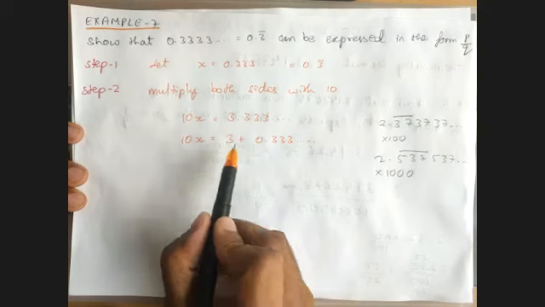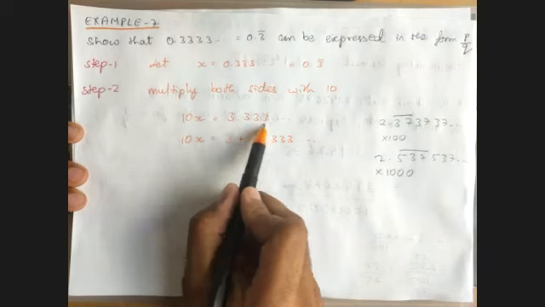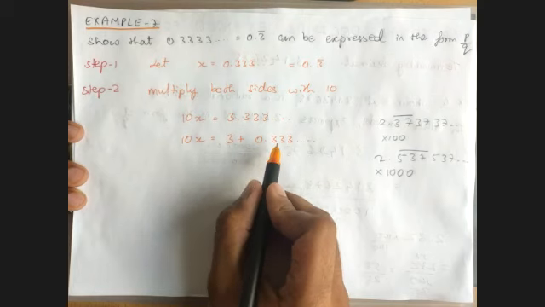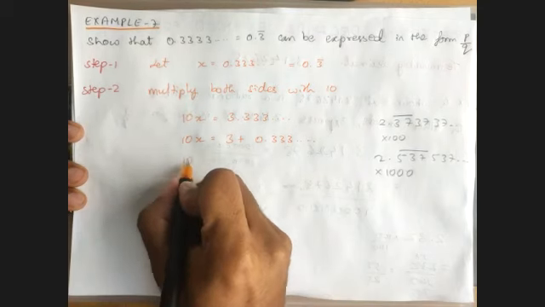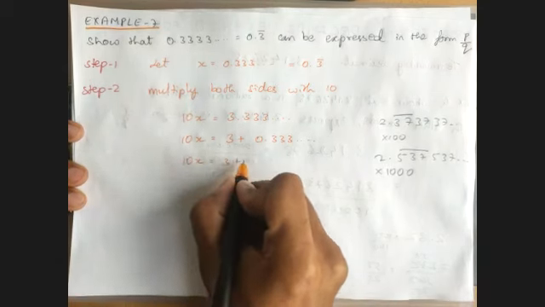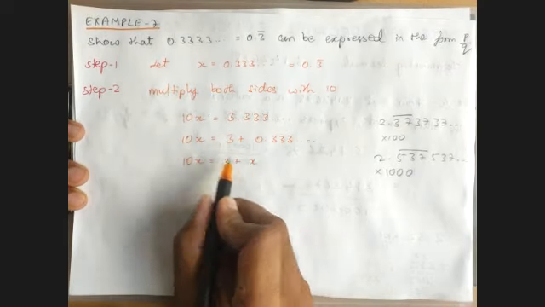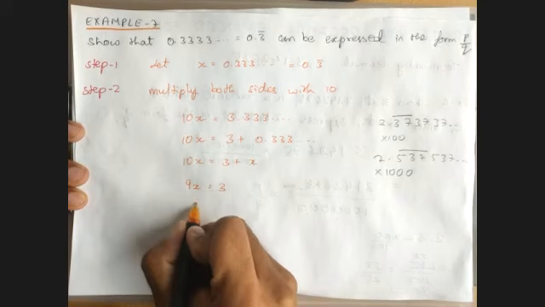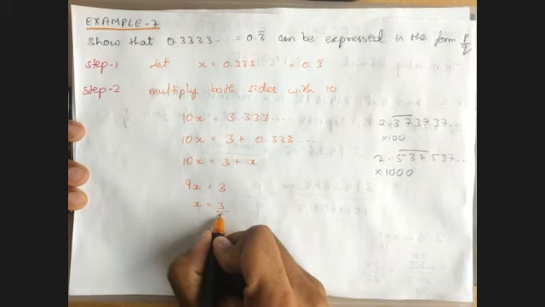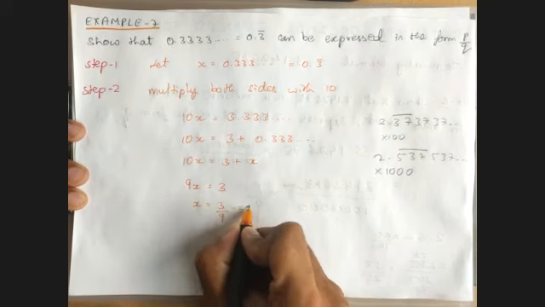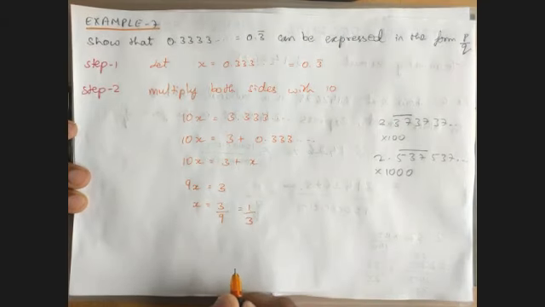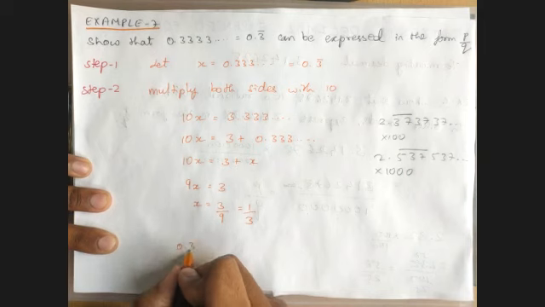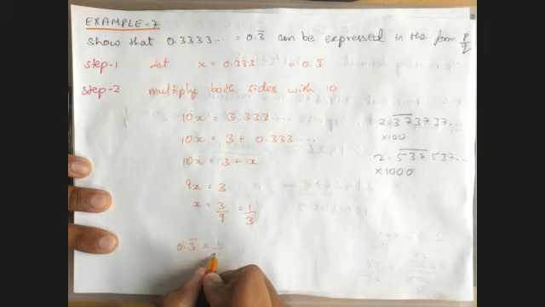So how did I do this? I need to express this in the form of x. So can you see this is nothing but x. So I write 10x is equal to 3 plus x. So when I take x this side, it is 9x is equal to 3. x is equal to 3 by 9 is equal to 1 by 3. So that is 0.3 recurring is nothing but 1 by 3.